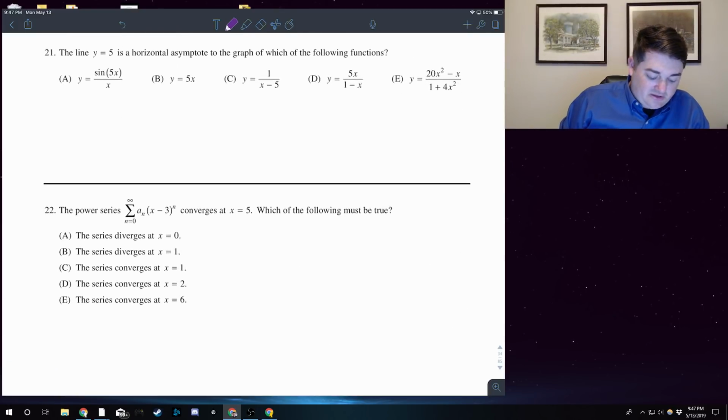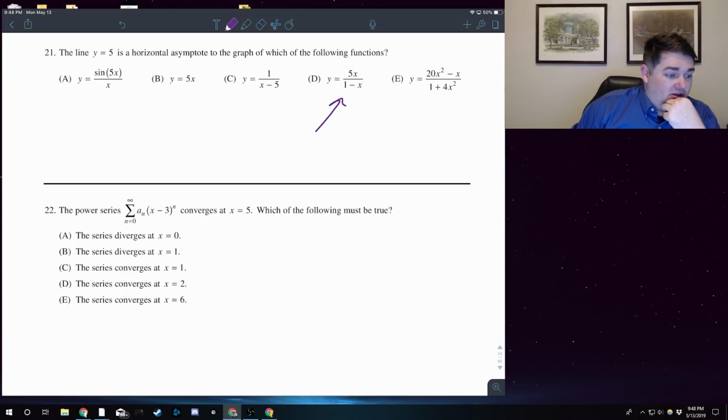Number 21, the line y equals 5 is a horizontal asymptote to the graph of which of the following functions? This is just a limit as x goes to infinity. They are trying to trick you with D. D is a trap answer here. Alvin, you can't use a calculator on a non-calculator problem, my guy. The correct answer is not D, it is E, because 20 over 4 is 5.